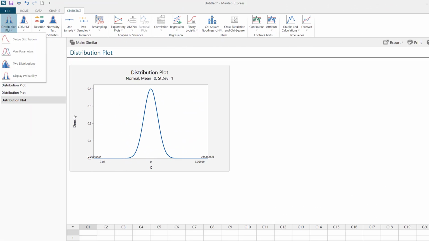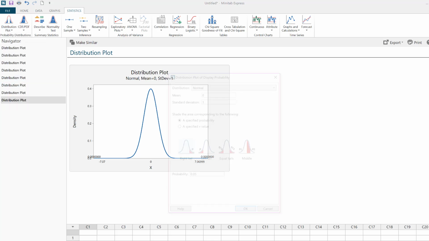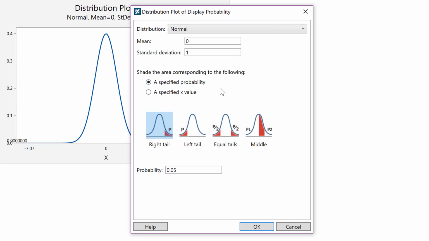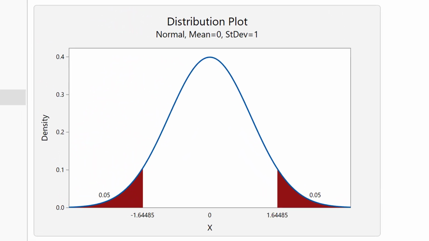Again, we'll construct a probability distribution plot to display a probability. We're constructing a z distribution, which is a normal distribution, mean of 0, standard deviation of 1. We have a specified probability. We're constructing a 90% confidence interval, so we need to find the z-scores that separate the middle 90% from the outer 10%. And that 10% will be split equally between the left and right tails. Our z multiplier is 1.6445.